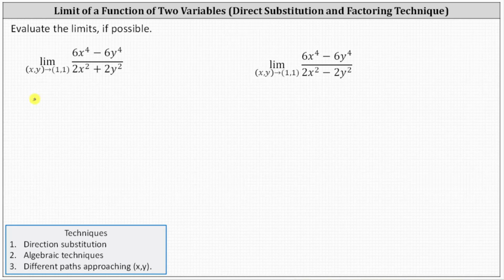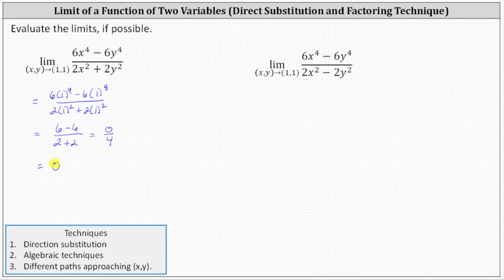The limit is equal to the quantity 6 times the fourth power of 1 minus 6 times the fourth power of 1 divided by the quantity 2 times the square of 1 plus 2 times the square of 1. Notice we simply substituted 1 for x and 1 for y. Simplifying, the numerator is 6 minus 6. The denominator is 2 plus 2, giving us 0 divided by 4, which is equal to 0.